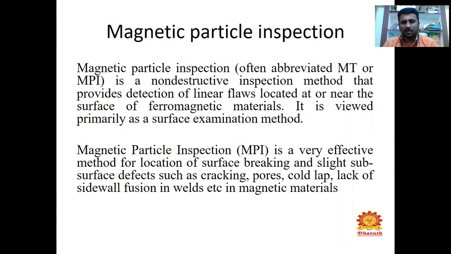Magnetic particle inspection, in short MPI, is a very effective method for location of surface-breaking and slight subsurface defects such as cracking, porosity, and lack of sidewall fusion in welds of magnetic materials. It's a very advanced inspection method in NDT. Non-destructive testing has so many methods, and this is one of the major important methods.